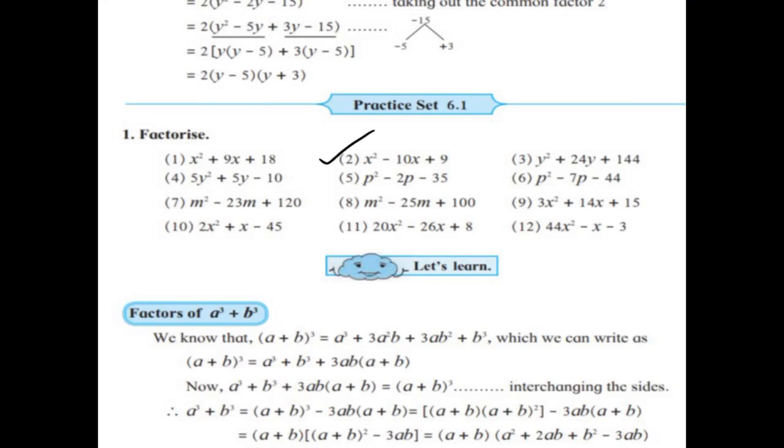Next, x square minus 10x plus 9. First you have to do the working column. Multiply the first term and third term, that is x square into 9 is equal to 9x square. Write all the factors of 9x square.